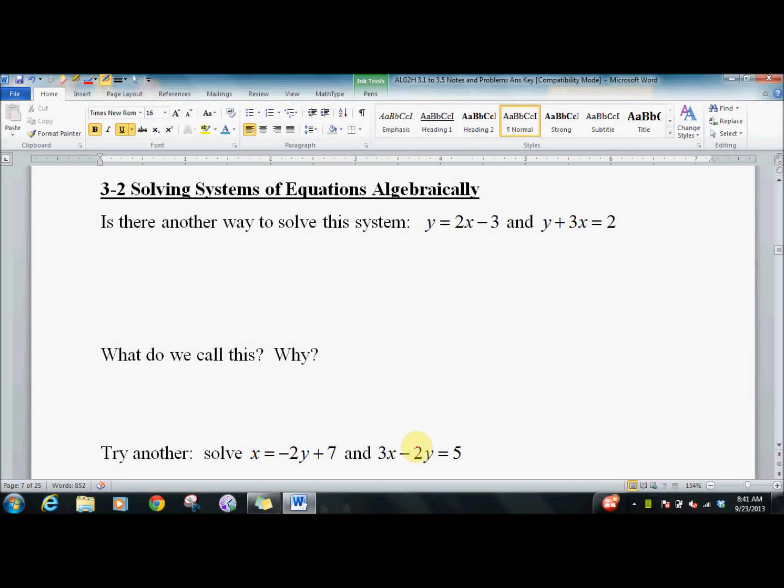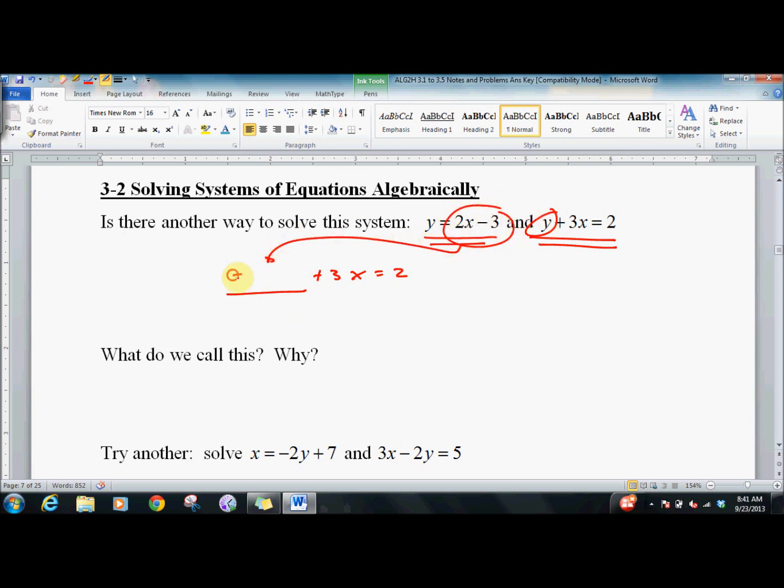Lesson 3.2, Solving Systems of Equations Algebraically. So we've solved things graphically. Now we have to ask ourselves, if we have two equations, is there another way to do it? And if you rewrite this equation but leave a gap where the y is, you can place this in there. We call this substitution. It's pretty obvious. We take one equation, substitute it in for another one, and then we solve.